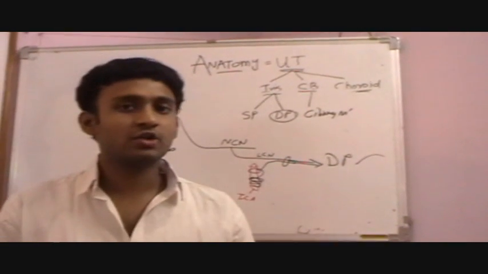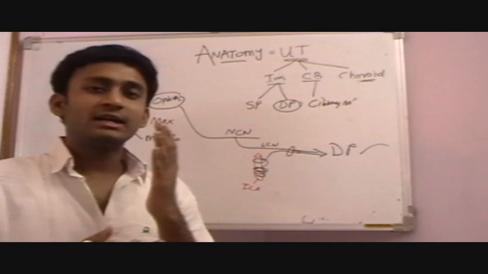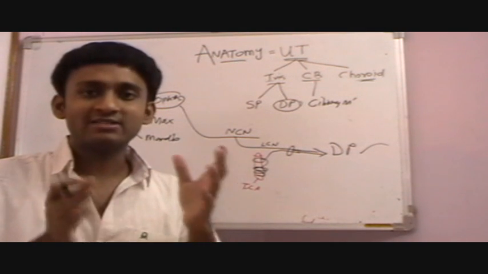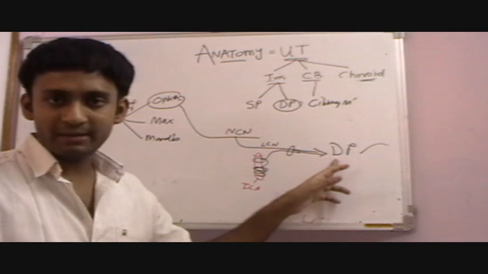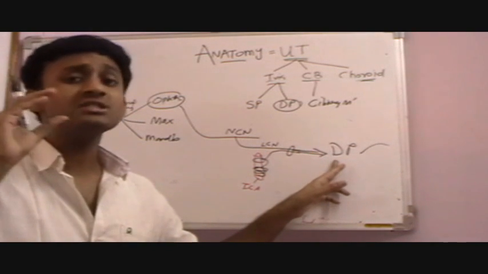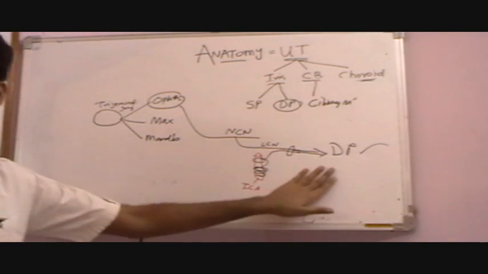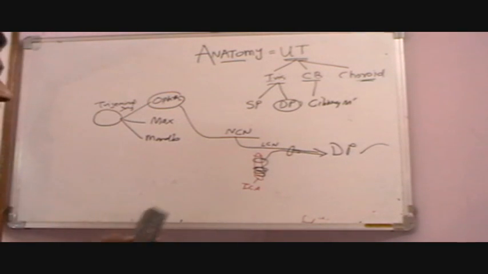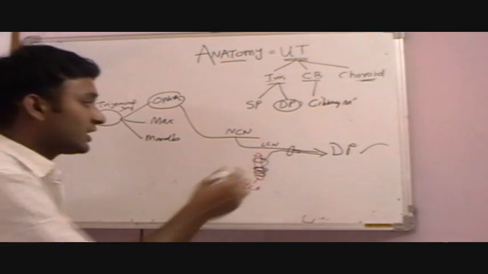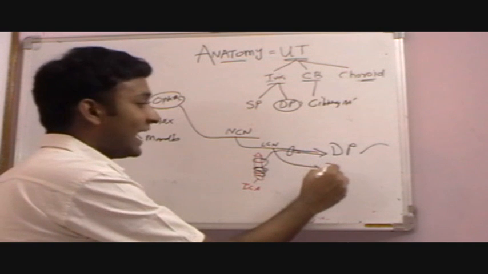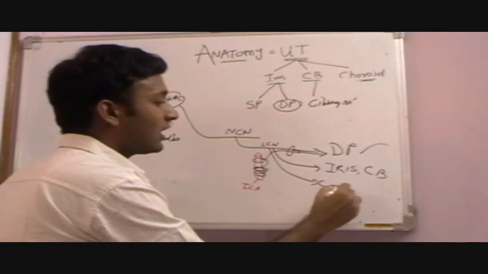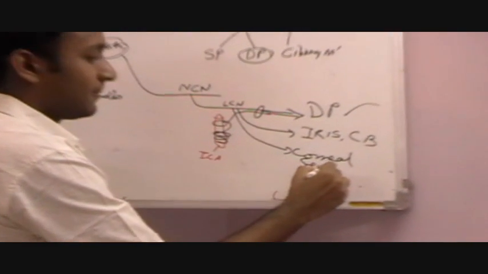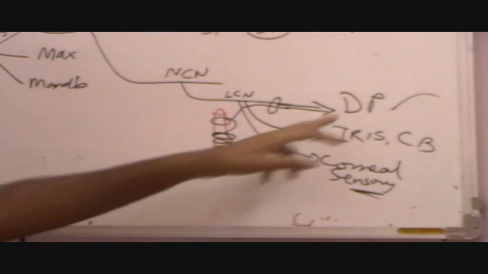So in Horner syndrome, where the sympathetic nerve supply is destroyed or affected, there is paralysis of the dilator pupillae, which causes miosis. That is the clinical significance. And not just that, the long ciliary nerve also supplies the iris itself, the ciliary body itself, and also the corneal sensory supply.